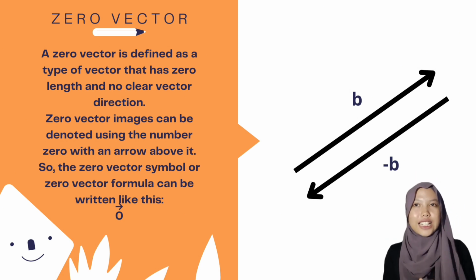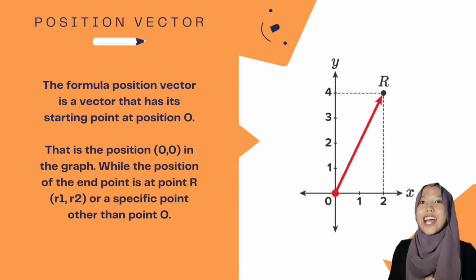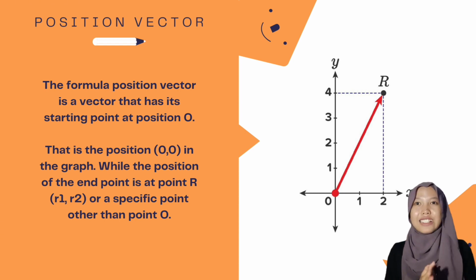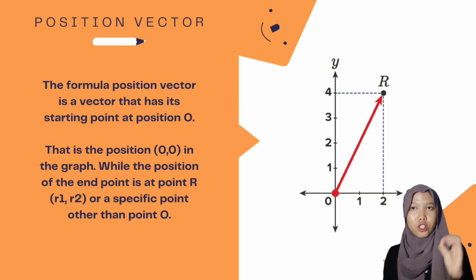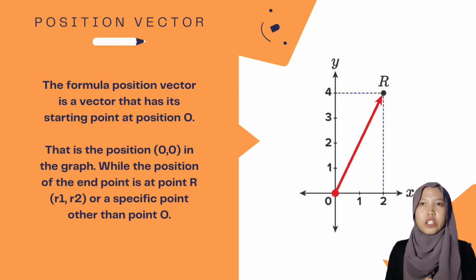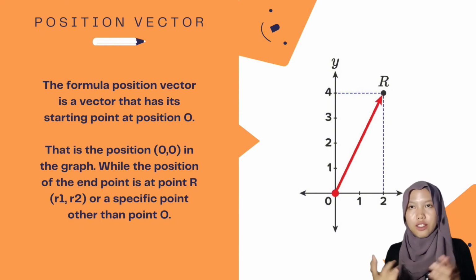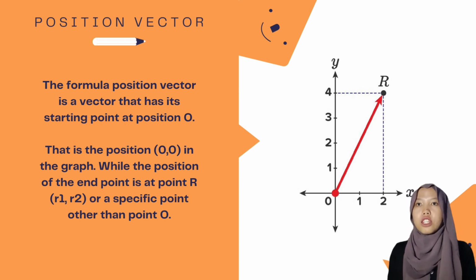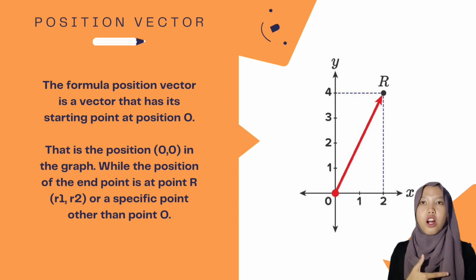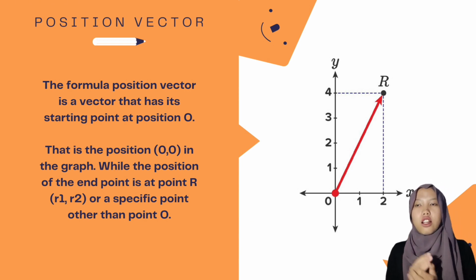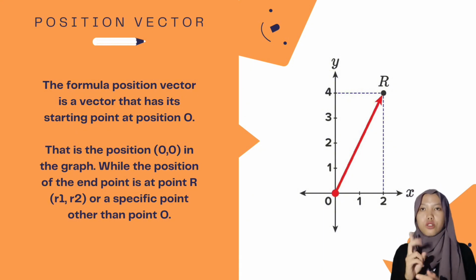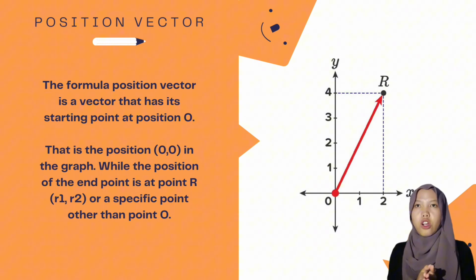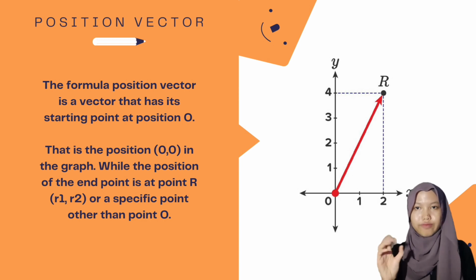The next is the position vector. A position vector is a vector that has its starting point at position 0, that is the position (0, 0) on the graph, while the end point is at a point R, as you can see in the picture, R1, R2, or a specific point other than point 0.